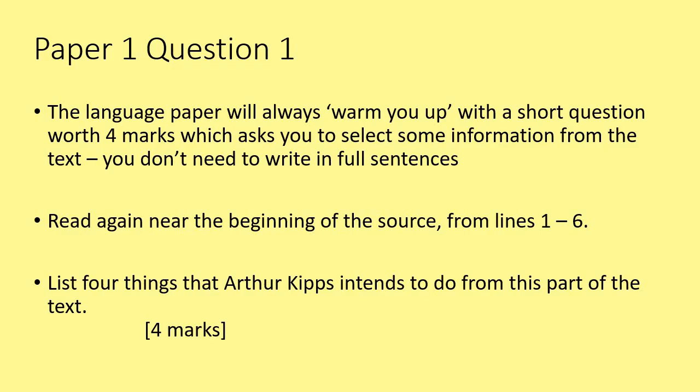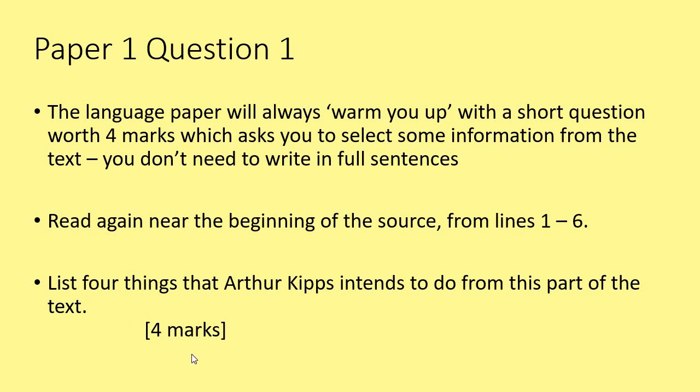The last thing that I want you to do then is to actually do a Paper 1 question 1, and to write this down on a Word document or on paper so it's something your English teacher can see. Paper 1, question 1 is always the same in your English language paper 1. It is always going to be a short question worth 4 marks. And you select some information from the text. You don't need to write in full sentences, and ideally you shouldn't actually quote it. You should write it in your own words, but you can write it as a list of 4 things. And as you can see in the instruction here, it actually specifically says list 4 things.